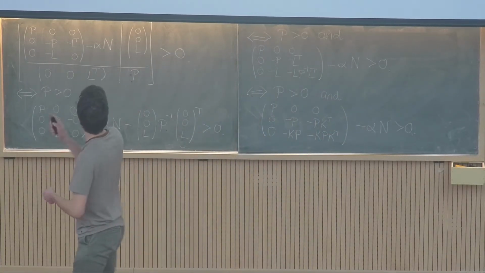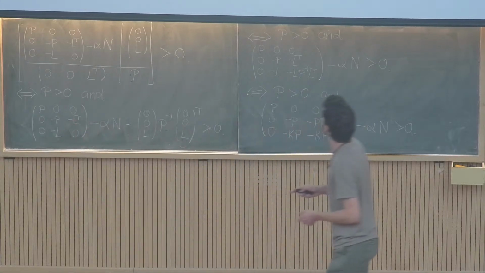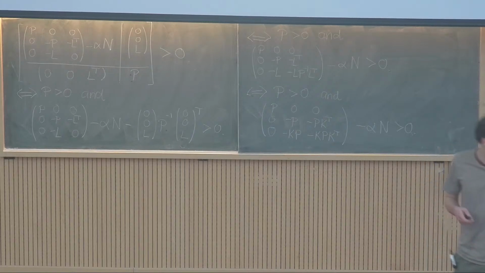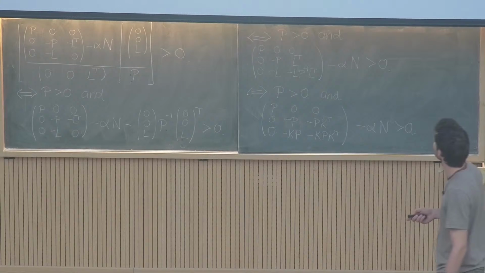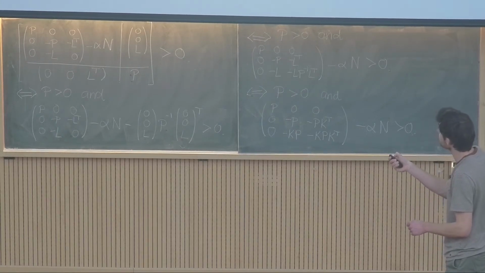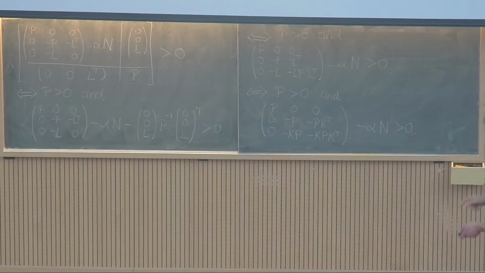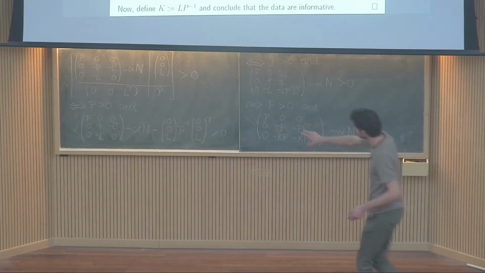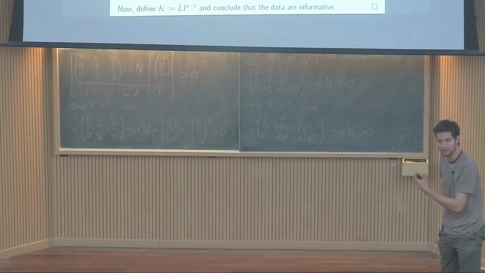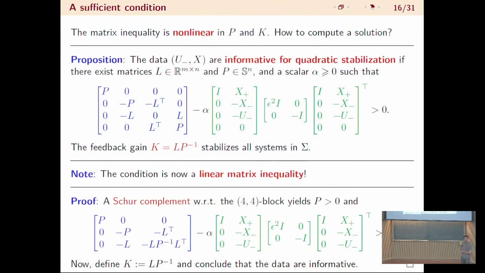Right? So then by the previous result on this slide, the data are informative. So the conclusion is, by doing this change of variables, K is L P inverse, and by using a Schur complement argument, as I have highlighted on the board, you can make this inequality a linear matrix inequality. Yeah? Okay.